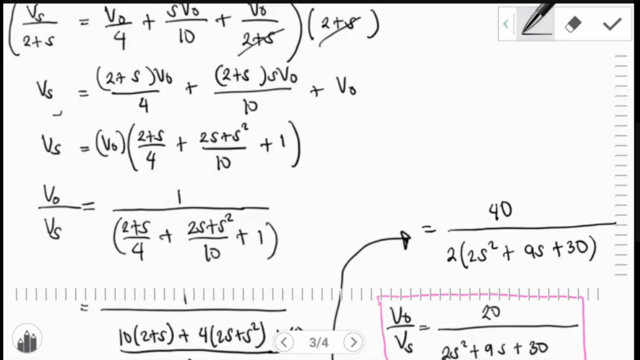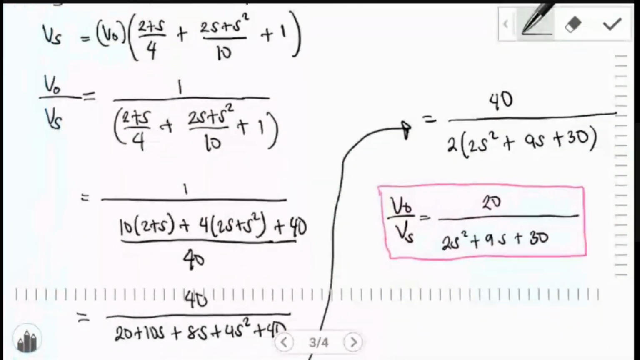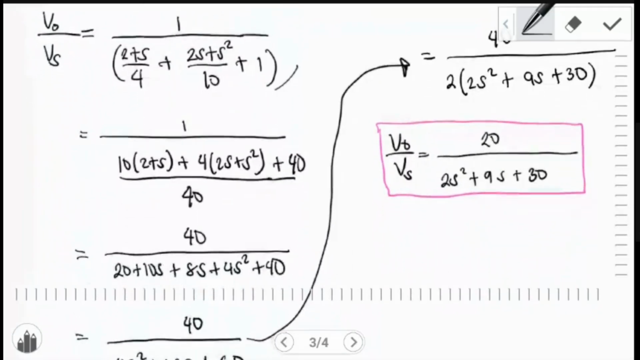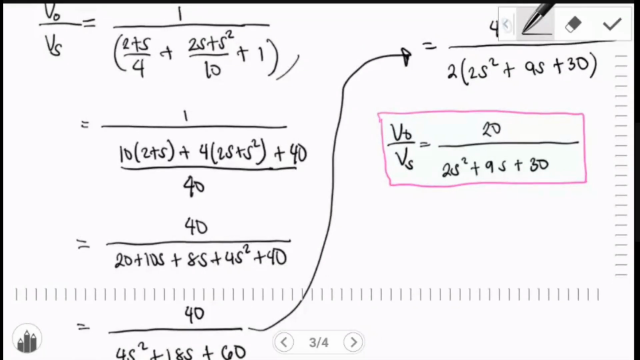Taking the ratio, VO over Vs is equivalent to 1 over the quantity of 2 plus S over 4 plus 2S plus S squared over 10 plus 1. Next, simplify the denominator by multiplying by the LCD, which is 40. So 40 divided by 4 is 10, giving 10 times the quantity of 2 plus S, plus 40 divided by 10, that is 4, times 2S plus S squared, then 40 divided by 1, that is 40 times 1.